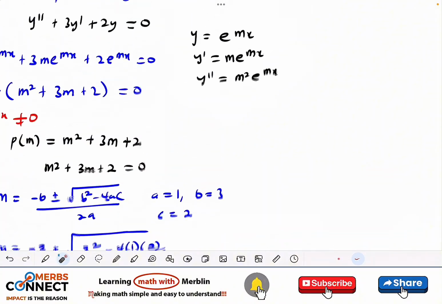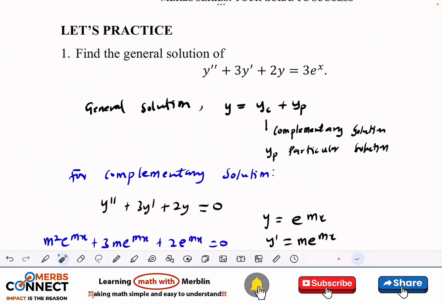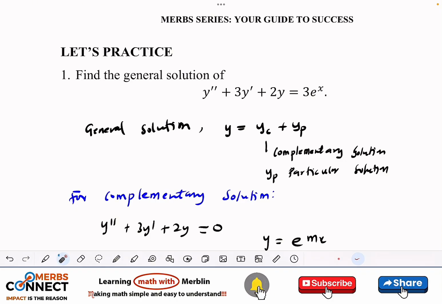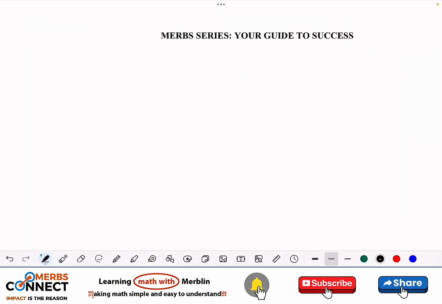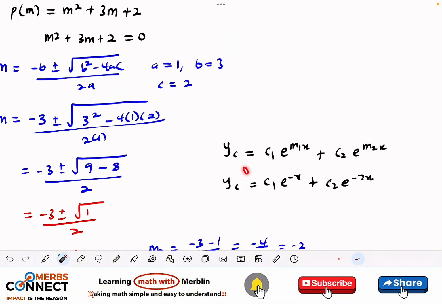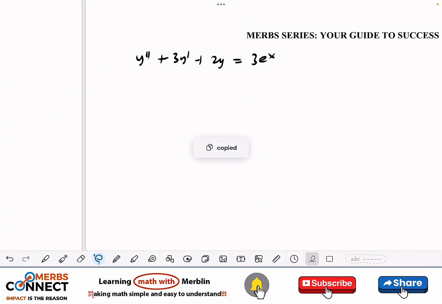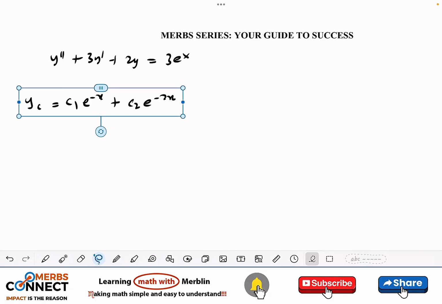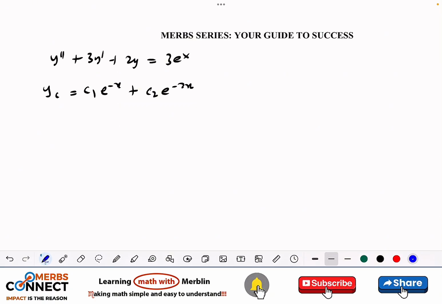Now, let me guide you through the particular solution, because that's basically what is new here, right? So I'll write the differential equation again here. y prime prime plus 3y prime plus 2y is equal to 3e to the power x. So this was the equation that was given to us, and then we've gotten a complementary solution. Let me just copy it and paste it there. For us to get our general solution, we need the particular solution, and then we are done, right? So it's left with yp.